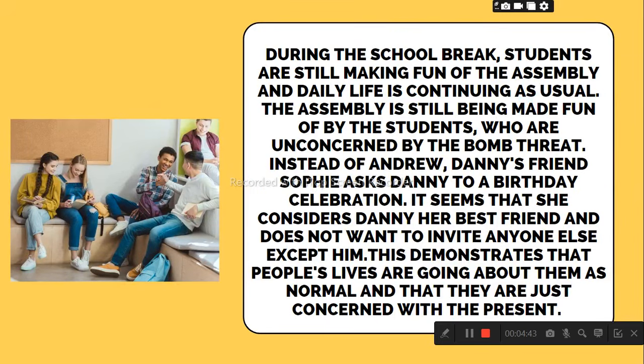During the school break, students are still making fun of the assembly and daily life is continuing as usual. The assembly is still being made fun of by the students who are unconcerned by the bomb threat. Instead of Andrea, Danny's friend Sophie asks Danny to a birthday celebration. It seems that she considers Danny her best friend and does not want to invite anyone else except him. This demonstrates that people's lives are going on as normal and that they are just concerned with the present.